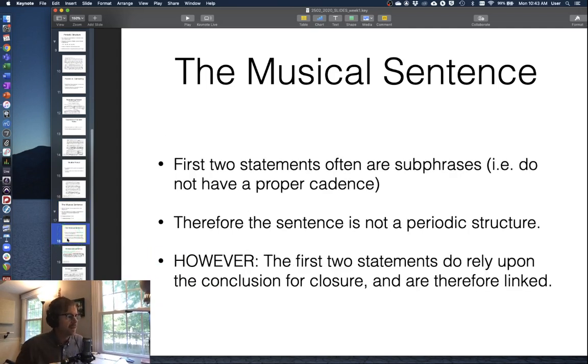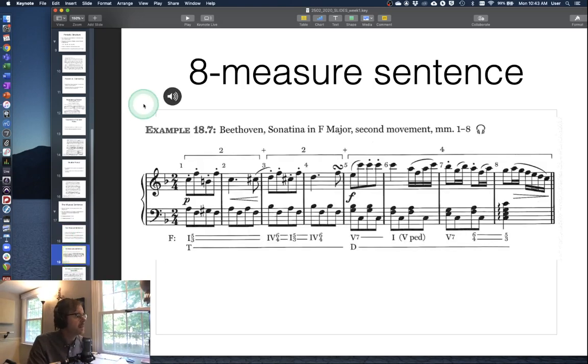The first 2 statements of a musical sentence are often subphrases. They don't have cadences. Therefore, the sentence is not a periodic structure. So a sentence can be within a periodic structure, but it's not unto itself a period. The first 2 statements rely upon the conclusion for closure and are therefore linked. And so let's look at this example.